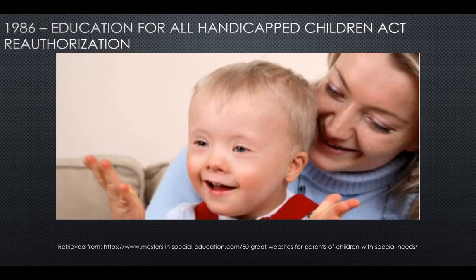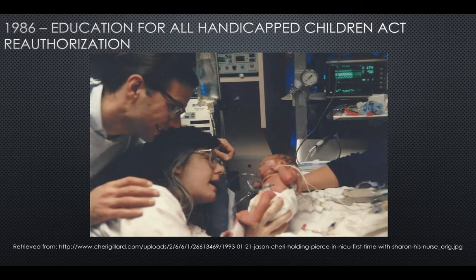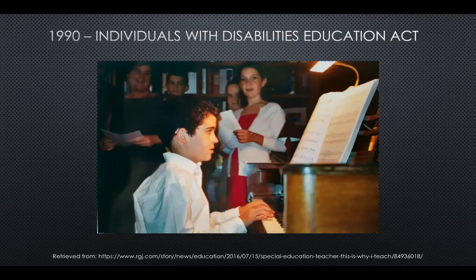1986, Education for All Handicapped Children Act, reauthorization. In 1986, the Education for All Handicapped Children Act was reauthorized and updated. Along with this update came the inclusion of early intervention. This meant that children ages 3 to 5 with disabilities or developmental delays could begin receiving services before they reached school age. Additionally, states could receive funding to serve children birth to 2 years old who had certain conditions that might result in disability or developmental delay.